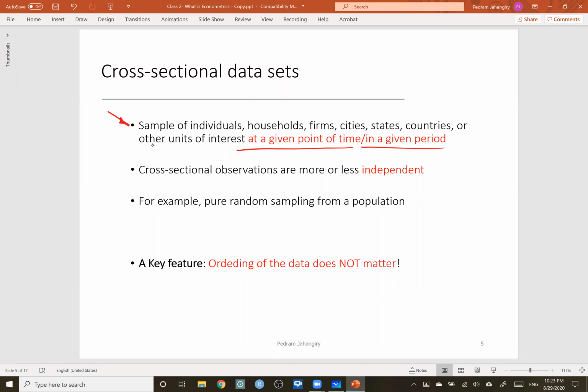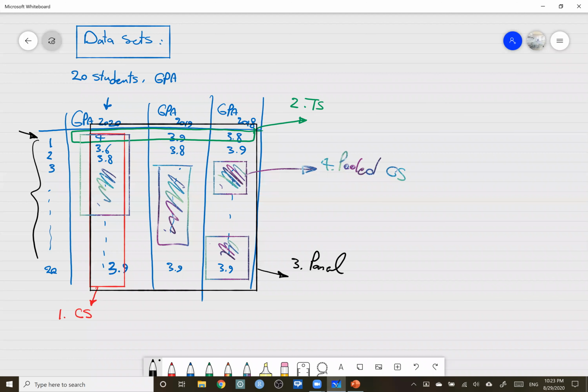And let's look at some properties. Cross-sectional observations are more or less independent. So if you go back to our example, the chances that the GPA of the first student has something to do with the GPA of the second student and the third student is very, very low, right? So this is a property of cross-sectional data. Again, there might be a relationship between two or three or multiple of them, but this should not be systematic.